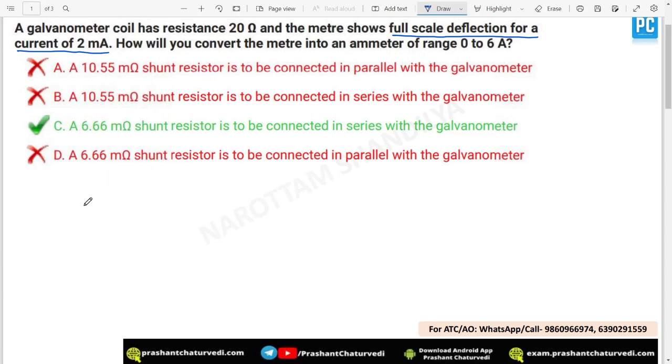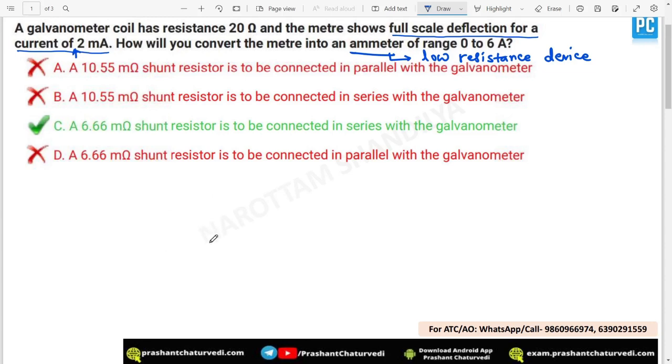So first of all, how exactly will we approach that? In the lecture, I had told about the ammeter. I had told that this is actually a low resistance device. Because we have to convert that galvanometer into an ammeter, our agenda is that the galvanometer should still have a full scale deflection for a current of 2 milliampere, right? That should not be hampered.